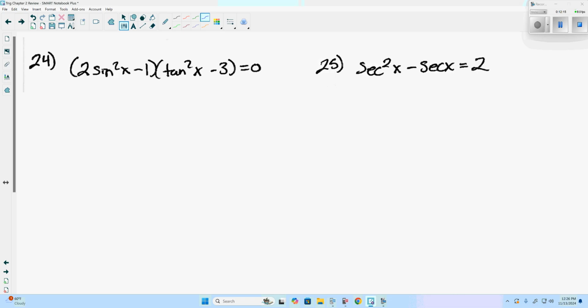25? So secant squared minus secant of x equals 2. Well, the first thing we're going to need to do is get this equal to 0. So we'll subtract 2 from both sides. Telling us secant squared of x minus secant of x minus 2 is equal to 0.